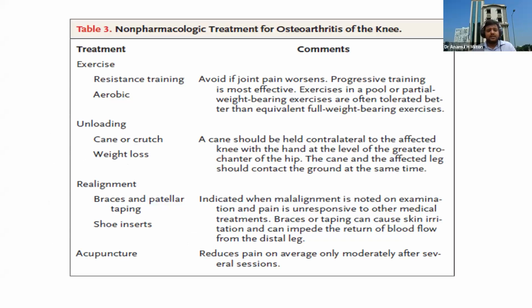Other treatment parts include exercise, resistance exercise, and aerobic exercise. Sometimes we also advise walking in the water, in a swimming pool, because when you walk in the water it floats your body, so there is not much weight on your knee. Also, a lot of exercise can be done in the sitting position and in the lying position.